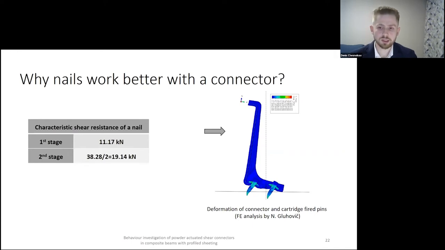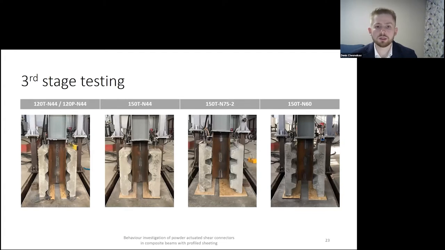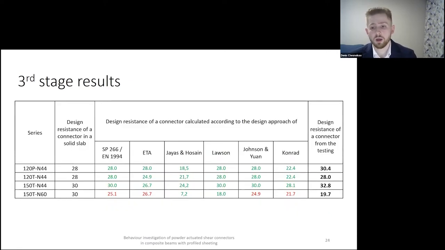And when we clarified the situation with the solid slab, I started the next stage, and there you could see some specimens from the third stage. Unfortunately, I lost test data from series N75-2 because I had some technical issues with measurements, and today it's excluded from the list. But all other cases are available, and I prepared some calculations according to the different approaches, and you could see them on the slide. And it's clear that all approaches could surpass all our expectations in any case except the last one.